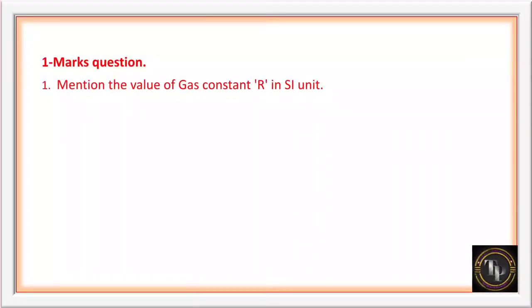First we will talk about one mark questions. Mention the value of gas constant R in SI unit. R is the gas constant whose value in SI unit they are asking. As you already know, it is 8.314 joule per Kelvin per mole. This is the correct value for R in SI unit.